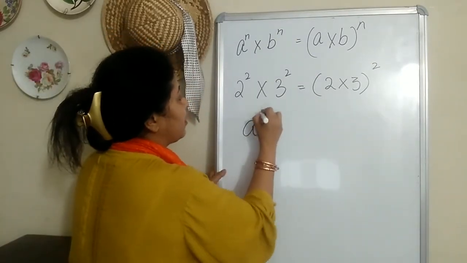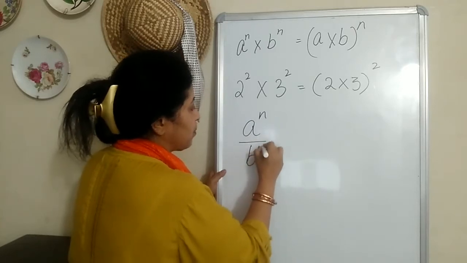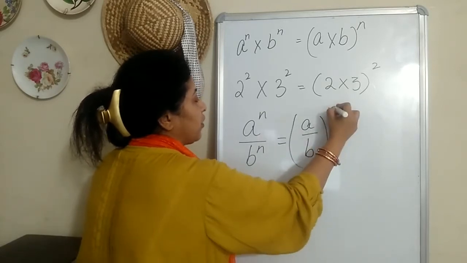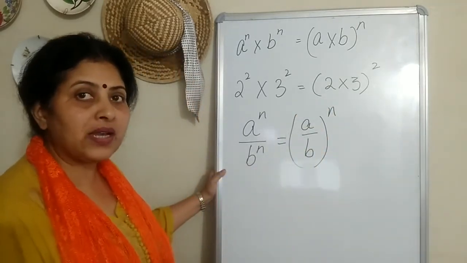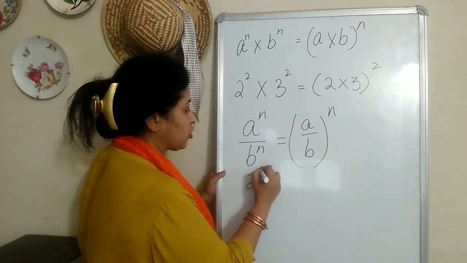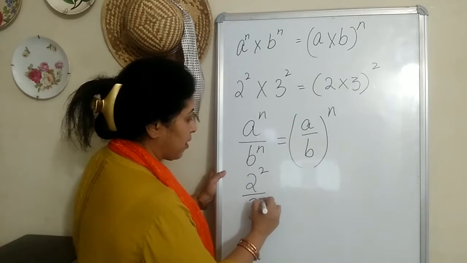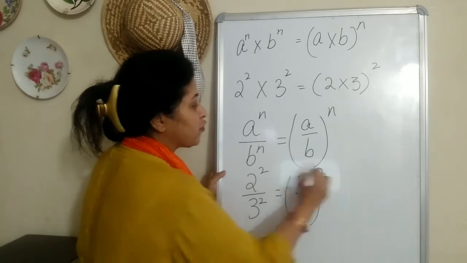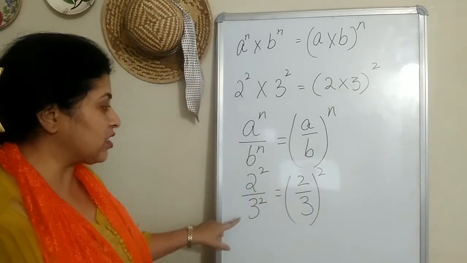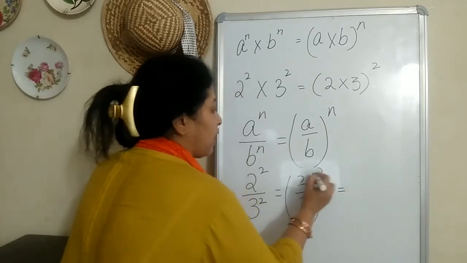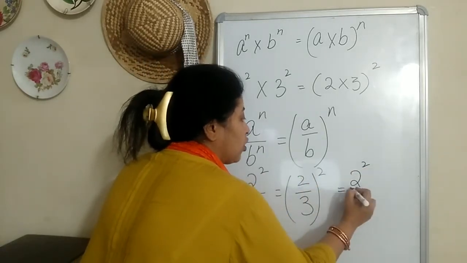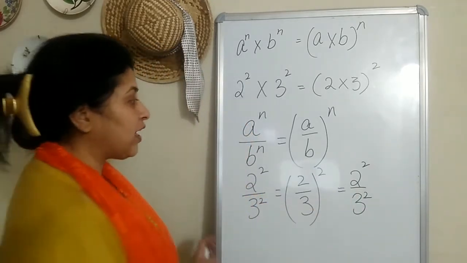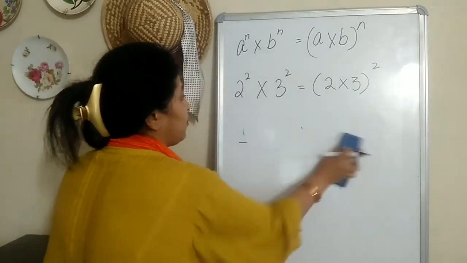Similarly, if I have a raised to the power of n upon b raised to the power of n, this can be written as a upon b, the whole thing raised to the power n. What do I mean? I mean, if I have 2 raised to the power of 2 upon 3 raised to the power of 2, this can be written as 2 upon 3 raised to the power of 2. Consequently, it can be written this way, meaning that this power can come for this 2 also and it will come for this one also. So, if you've understood this, then we can take up some of the problems.